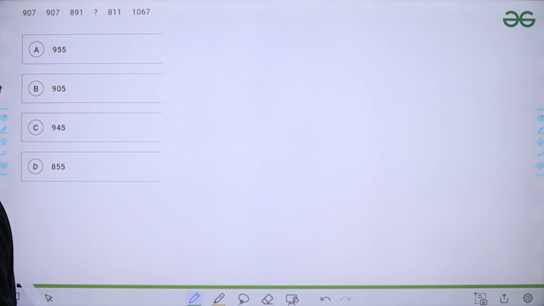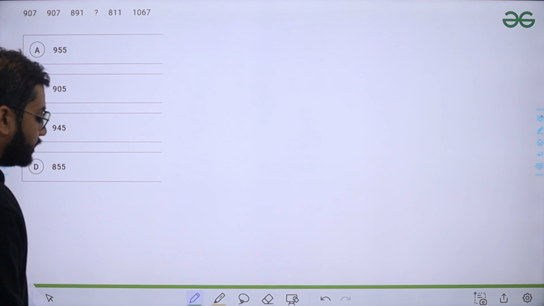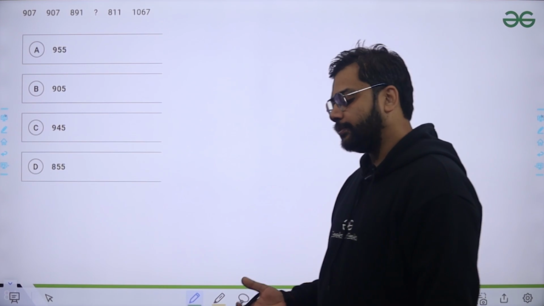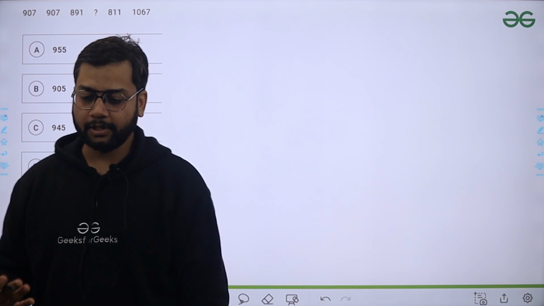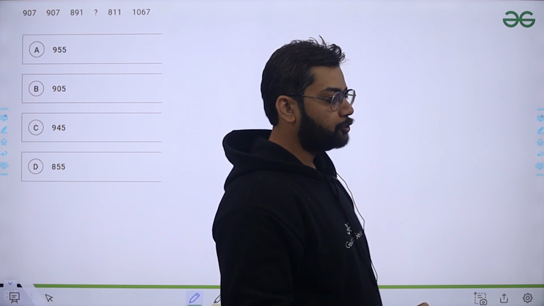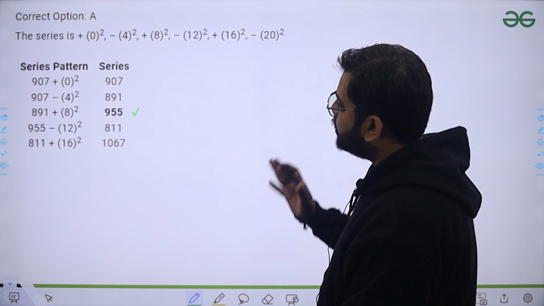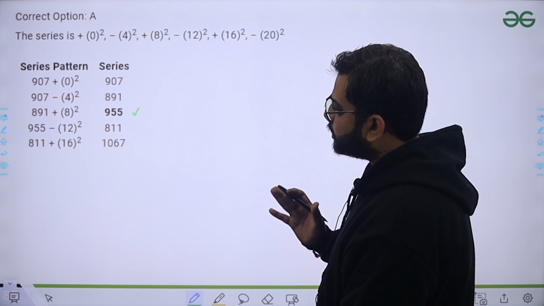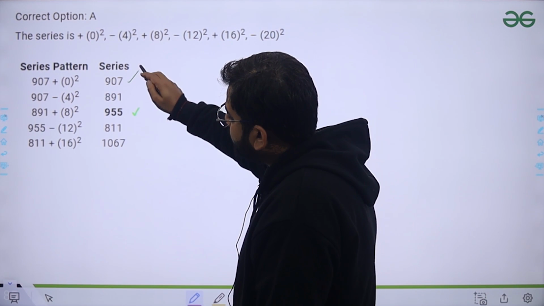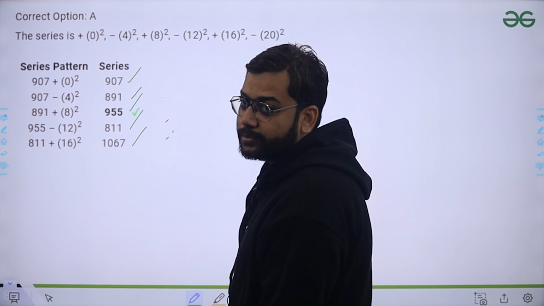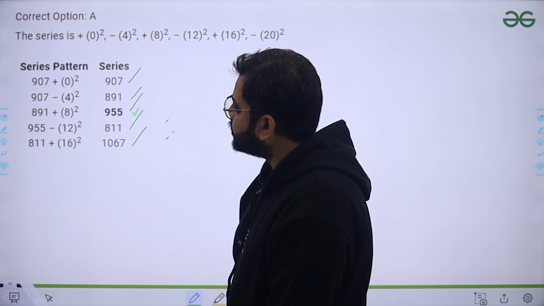907, 907, 891, 811, 1067. It means first the series is decreasing, then increasing. It means either it's a multiplication case, such as 0.5, 1, 1.5, 2, 2.5, these cases may be possible. So if you're looking at this, the series is increasing and decreasing. First it's increasing, then decreasing, further increasing, then decreasing. It means addition and subtraction cases.